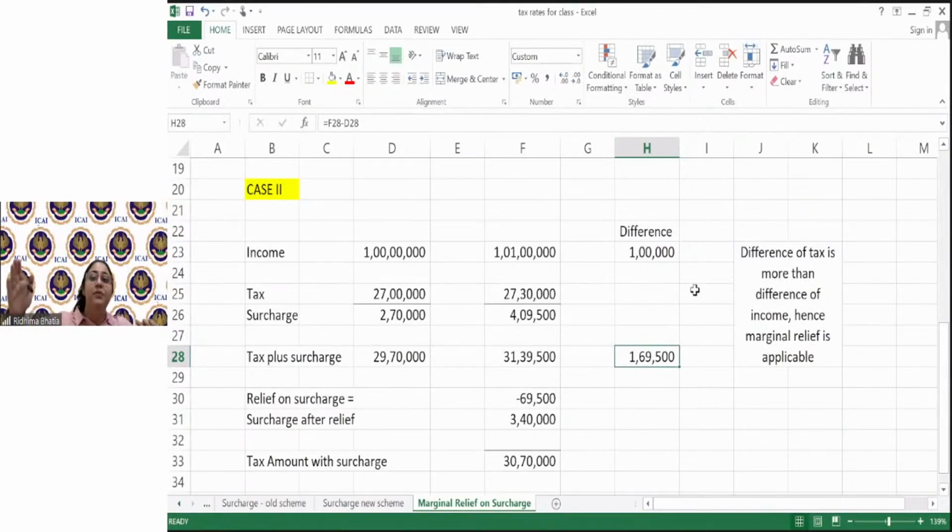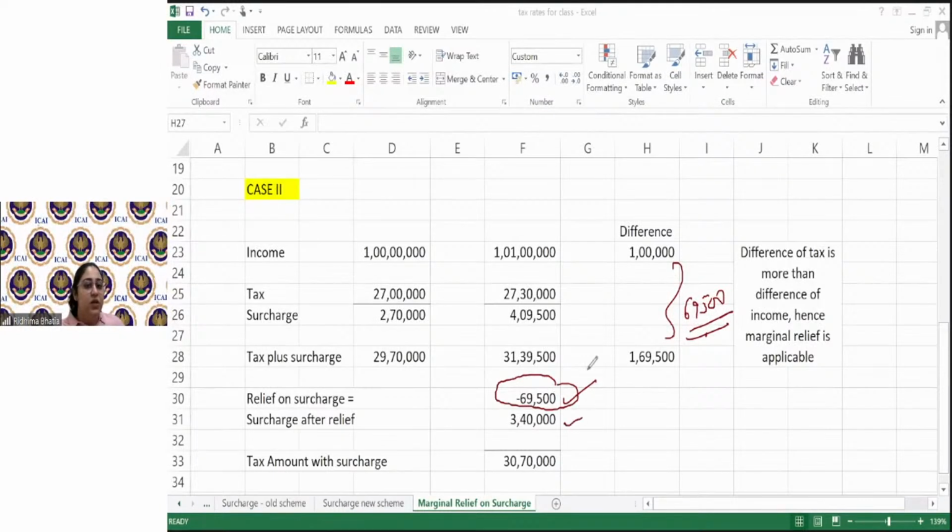Even if you take 100% tax on the increase in income, this amount does not make sense. So this difference of 69,500 is my relief. Relief on surcharge, because we are calculating marginal relief on surcharge. So this 69,500 is relief. So new surcharge कितना हुआ? 4,09,500 में से relief minus कर दूंगी तो 340 का actual surcharge हुआ. So final tax liability कितना हो गया? 2730 plus 340, which is 30,70,000, plus cess कर दोगे, you will get your answer.